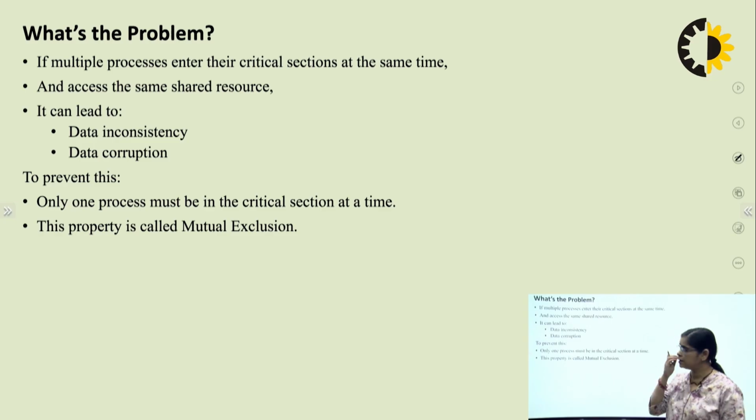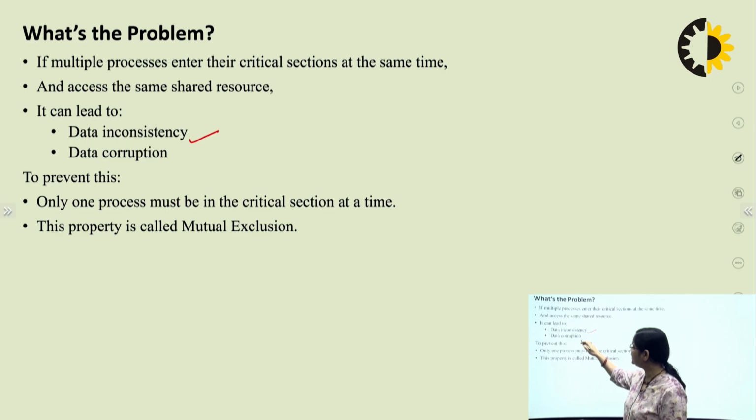I have already discussed the problem: if multiple processes enter the critical section at the same time, there will be chaos. What will it lead to? It will lead to data inconsistencies and data corruption.